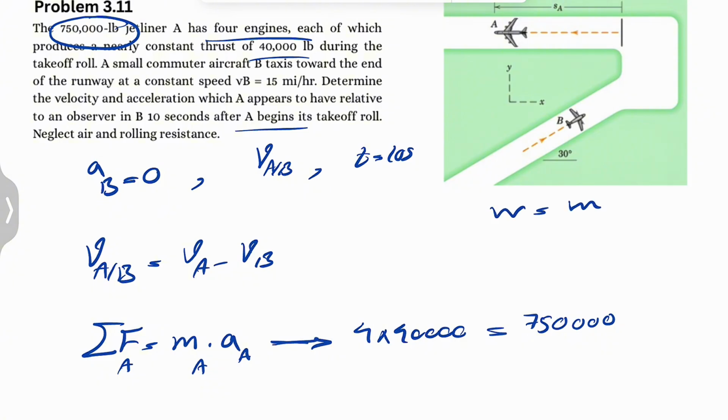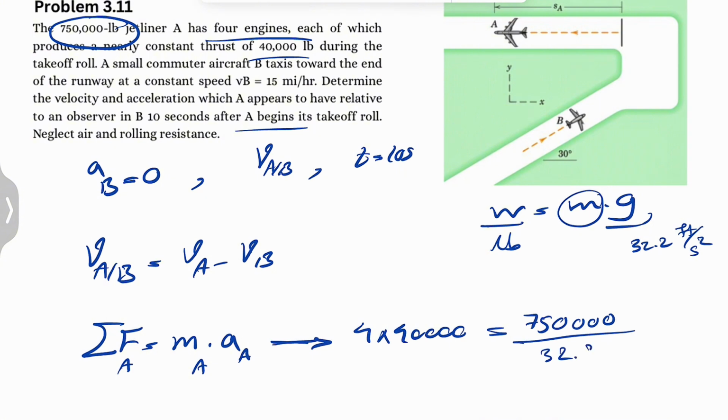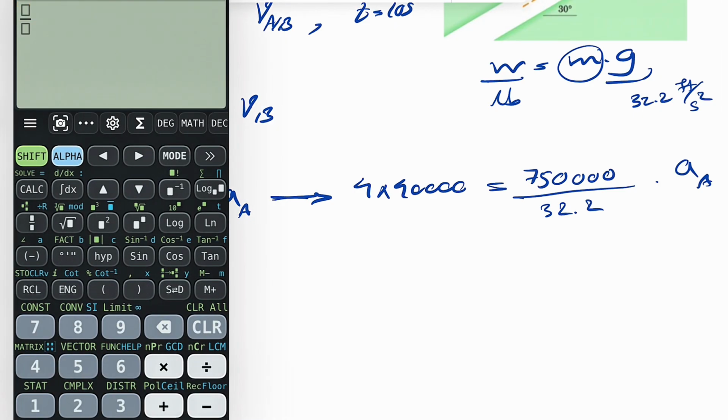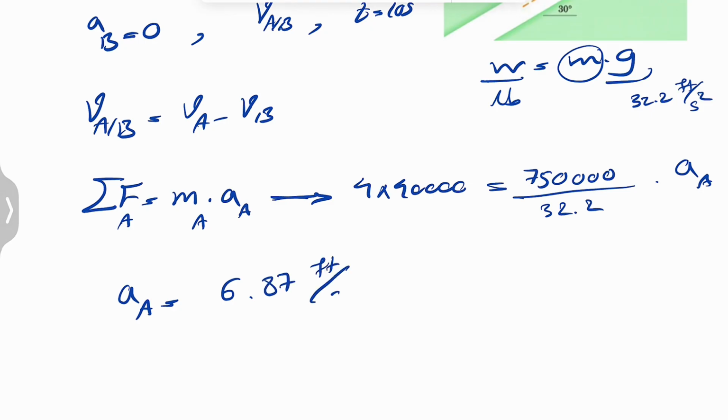We know weight is equal to mass times acceleration of gravity. Because these are in pounds, our g would be 32.2 feet per second squared, and that way we're going to get the mass in slugs. So dividing by 32.2 is going to give us the mass, and we can find the acceleration of A. We multiply the force by 32.2, and in the denominator we're going to have 750,000. So this is going to give us the acceleration, 6.87 feet per second squared.